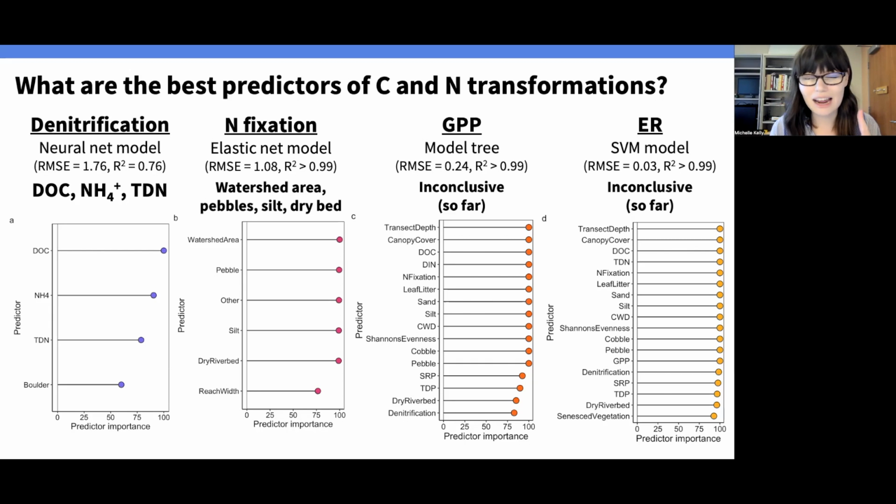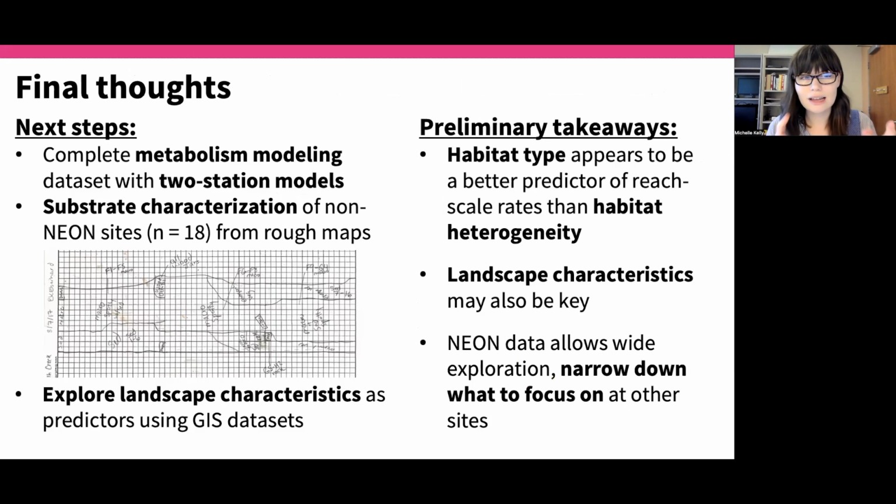In terms of next steps for this data set, I want to complete the metabolism modeling data set using 2-station metabolism models. And then also what we have is we have rough stream substrate maps that we made at all 30 sites as part of the study. So we'll be able to get a very rough substrate characterization of all of the sites.